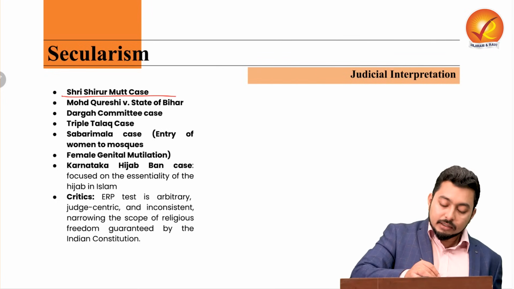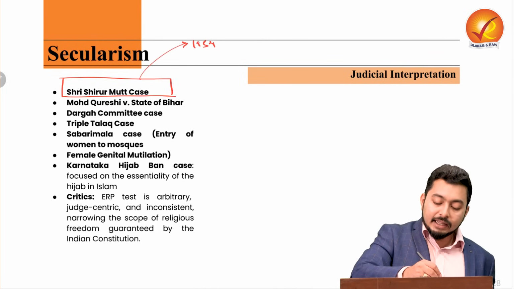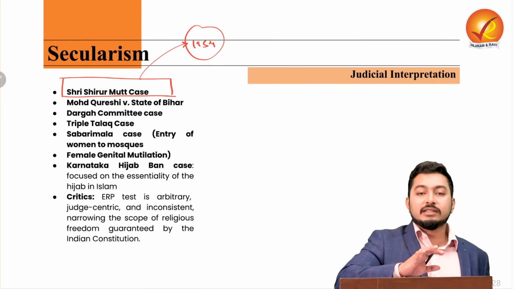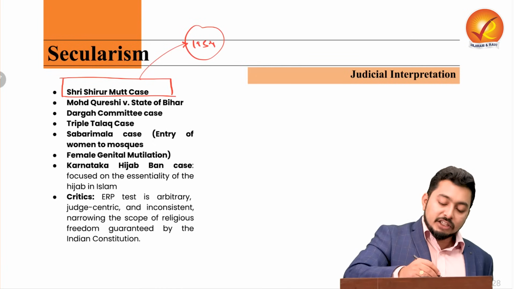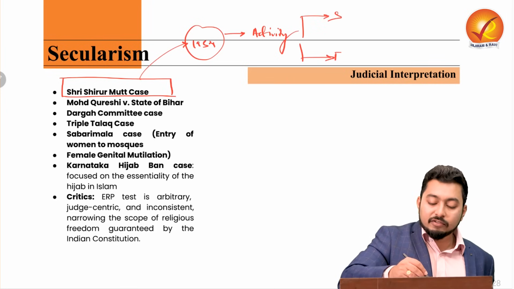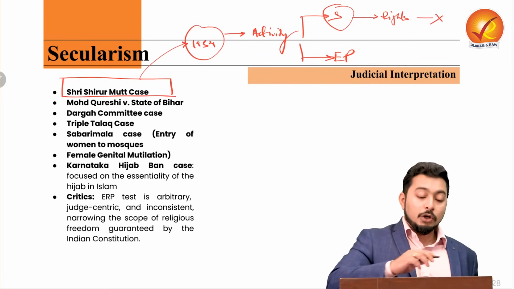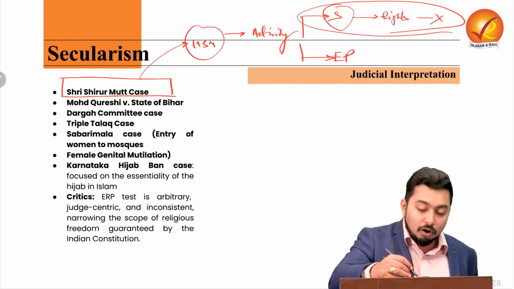This went to the courts in the Shirur Mutt case of 1954, and the Supreme Court started using this essential practices doctrine, or essential practices test, to judge whether some religious activity is secular or part of essential practice. And if it is a secular practice and there is some violation of rights, they can be nullified. So it also opened the floodgates of judicial interpretation into matters of religion.